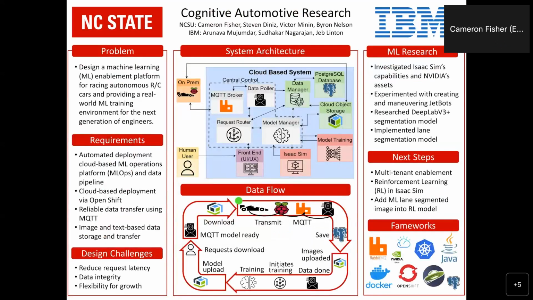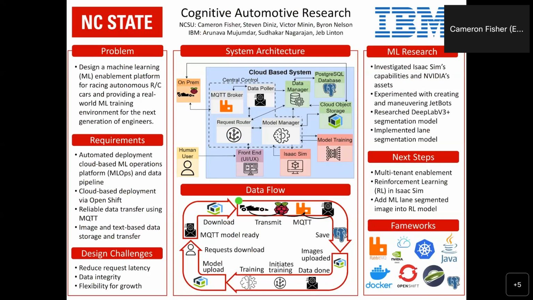So the Cognitive Automotive Research Project, sponsored by IBM, developed a machine learning enablement platform for racing autonomous RC cars to provide a real-world training environment for engineers to acquire ML skills. Our project's main requirements were to deliver an automated deployment, cloud-based ML operations platform, and a data collection and management system. It provides a pipeline that reliably collects data from the car's sensors, stores it in the cloud so that it's accessible for developing ML models, and manages requests for ML model downloads to the race car.